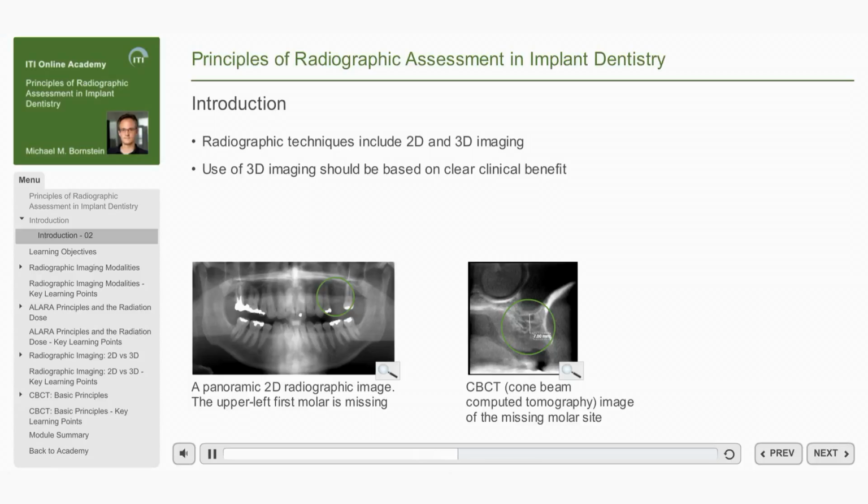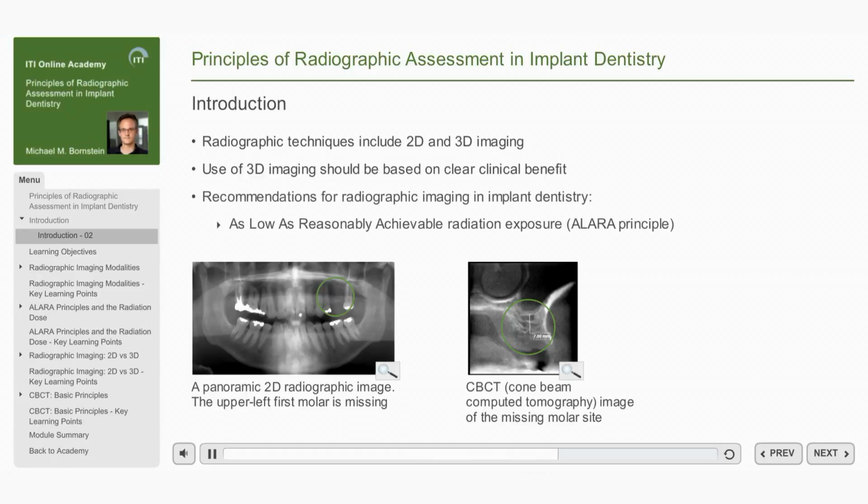The decision to use 3D imaging should be based on clear clinical benefits, given the additional financial costs and higher patient radiation dose. In this module, the basic information, principles, and recommendations for radiographic imaging are presented. They ensure that essential diagnostic information is obtained with as low as reasonably achievable radiation exposure, according to the so-called ALARA principle.